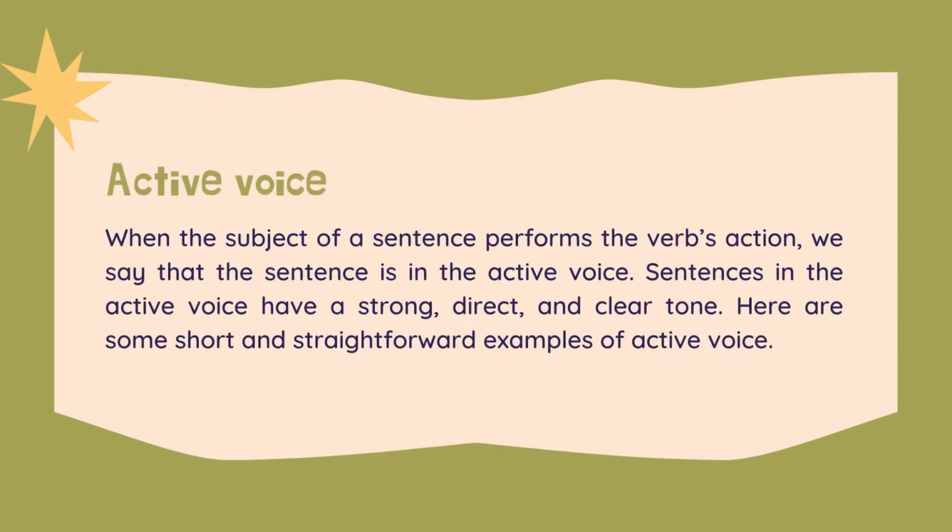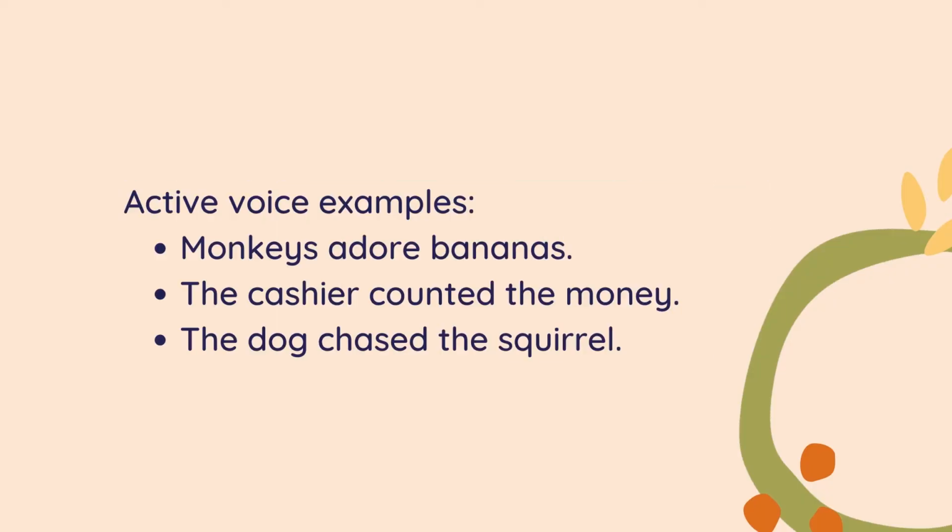Active voice: when the subject of a sentence performs the verb's action, we say that the sentence is in the active voice. Sentences in the active voice have a strong, direct, and clear tone. Here are some short and straightforward examples of an active voice. Active voice examples: monkeys adore bananas. The cashier counted the money. The dog chased the squirrel.